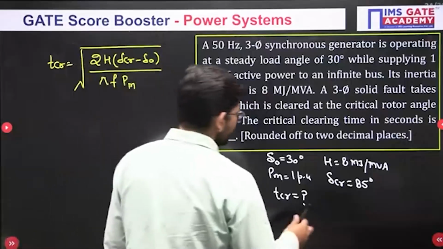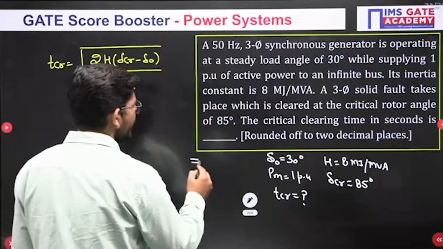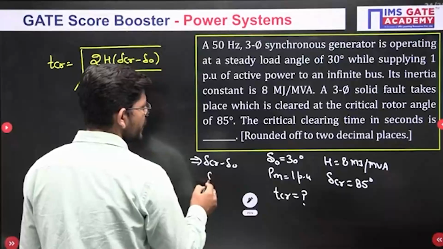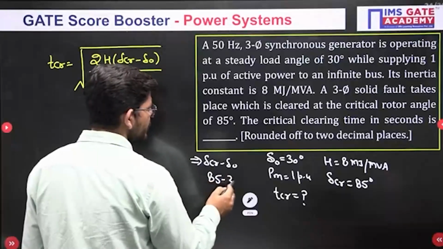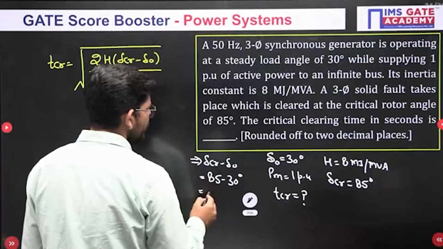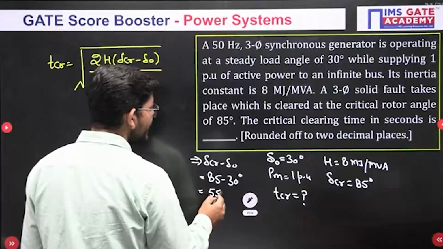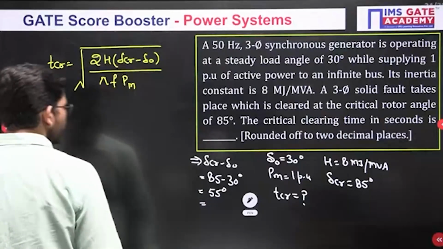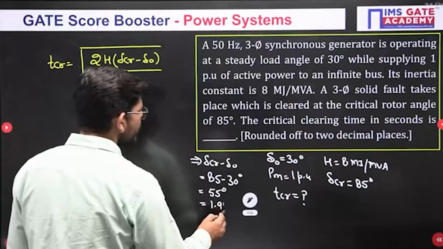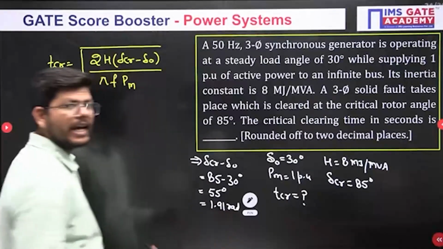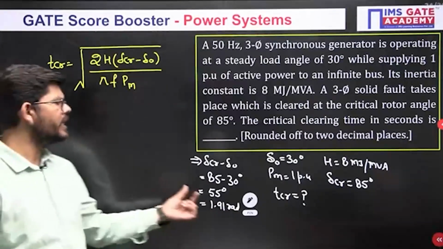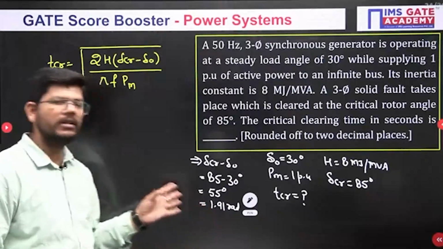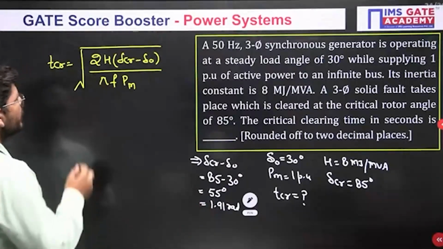From the given data, del CR minus del naught will be equal to 85 minus 30, which is 55 degrees. In terms of radians, it will be 1.91 radians. Why are we calculating in radians? Degrees are used if something like sine and cos is there, but here we have nothing like that, so we have to calculate in radians.